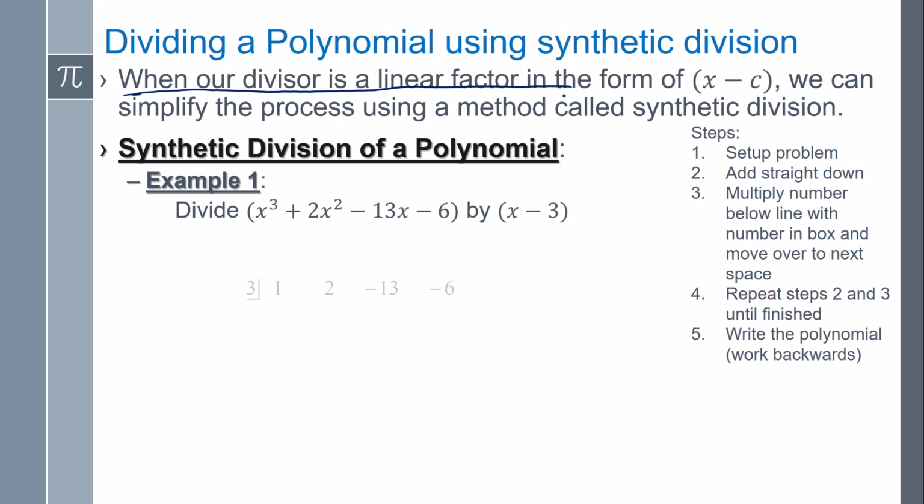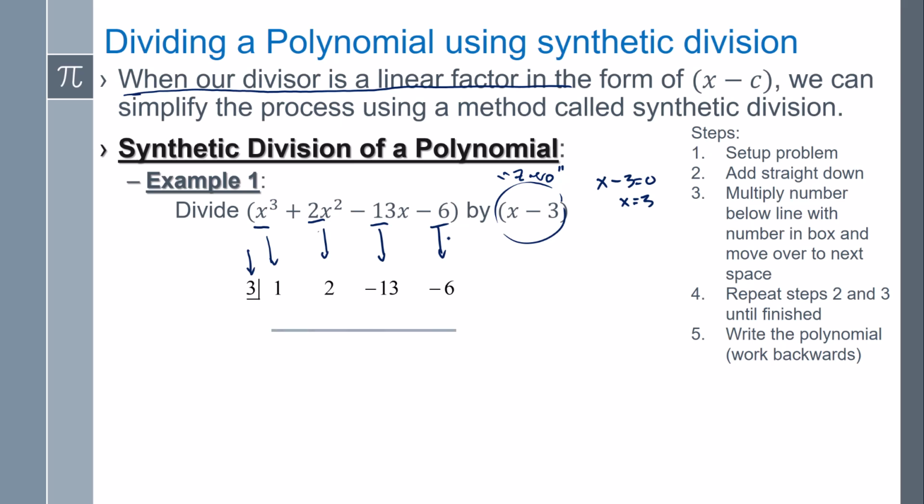So, setting it up. What we do is we take whatever the quote-unquote 0 is here, and I use quotes on it because we don't know if it's actually a 0, but we understand the idea is whatever that value is, you set it equal to 0, and you solve. So 3. And we put that in this box. Then you take the coefficients of every term, 1, 2, negative 13, negative 6. You have to remember placeholders if they exist. And then you follow a very simple pattern.